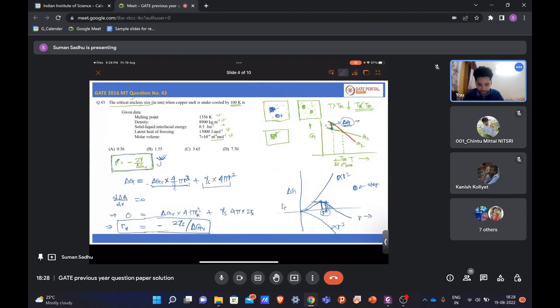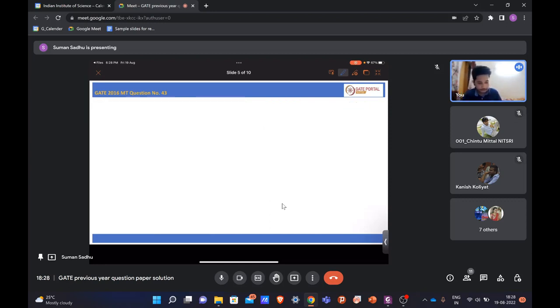Now a few of the values are given: gamma s is given, also Tm is given, latent heat is given, molar volume Vm is given, and density rho is given. But from this formula we only know gamma s, right? So we need to calculate the delta GV. How will you calculate the delta GV?